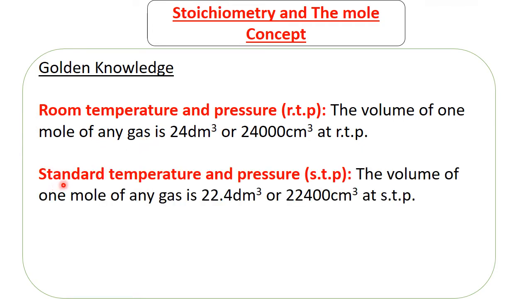Then at STP, which is standard temperature and pressure, the volume of 1 mole of any gas, in short the molar volume, is 22.4 decimeter cubed or 22,400 centimeter cubed. These are the two figures you have to keep, but don't worry, during an exam they are attached. They are there on the periodic table. Just at the bottom of the periodic table you're going to find these values which you can use in your calculations.